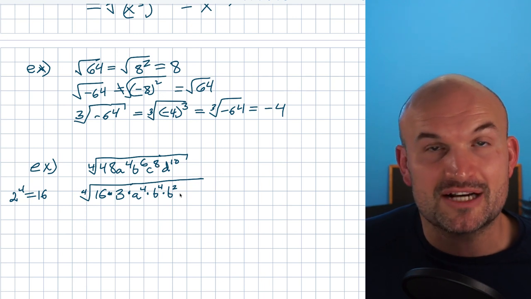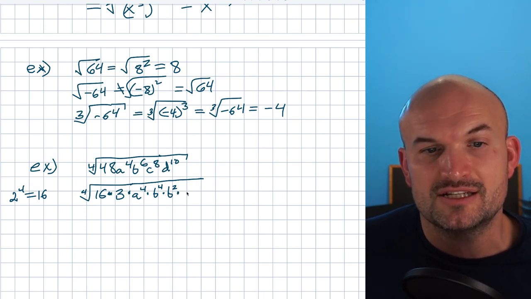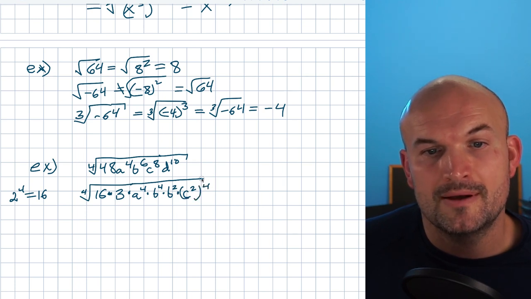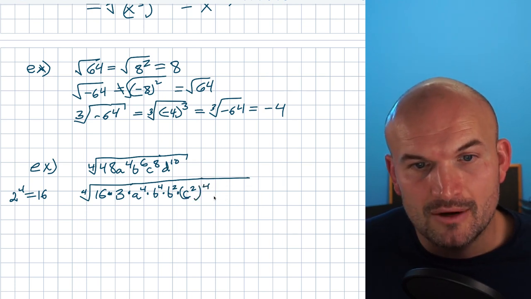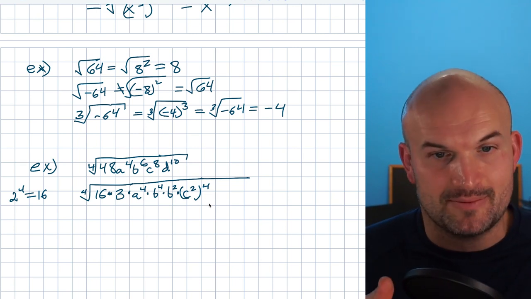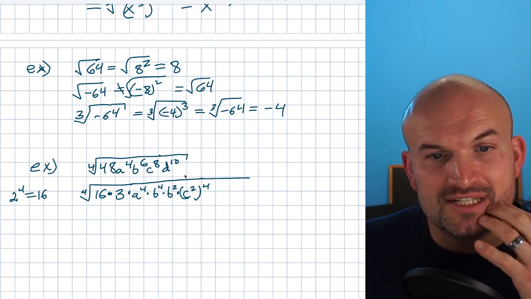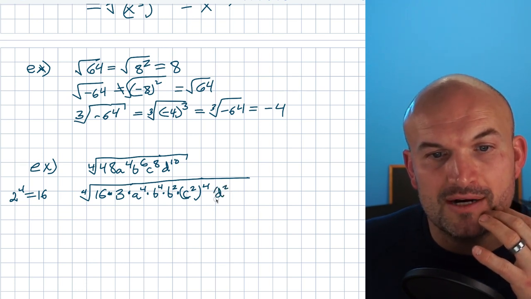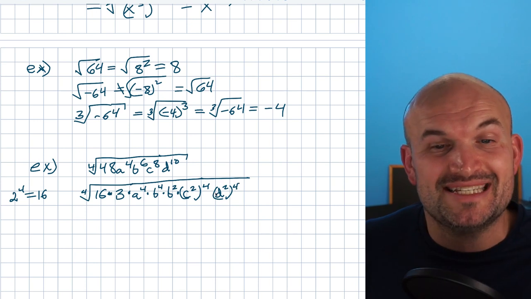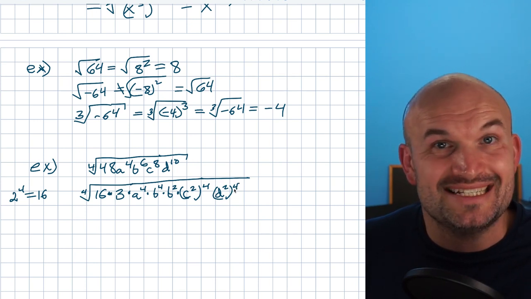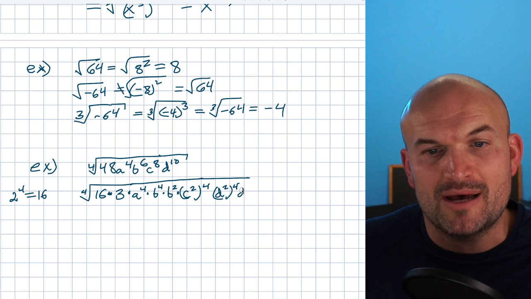For c to the eighth, I'm actually going to use the power rule here. I'm going to say this is a c squared raised to the fourth power. And then for d to the 10th, what I want to do is get as close to 10 as I possibly can with using the fourth root and then multiply by any other terms that I have. So for d to the 10th, I will do d squared raised to the fourth power. Now that gives me d to the 8th. If I want to get d to the 10th, I'll just multiply by another d squared.